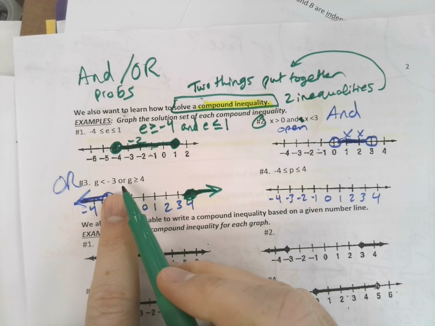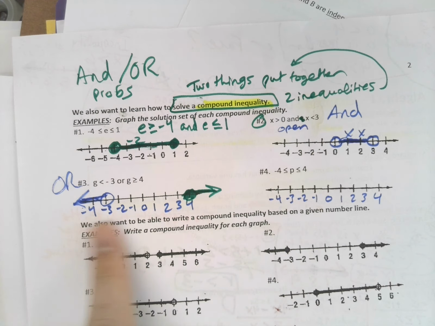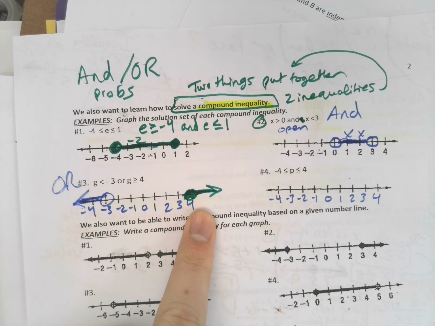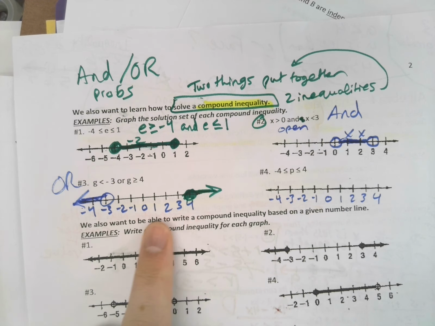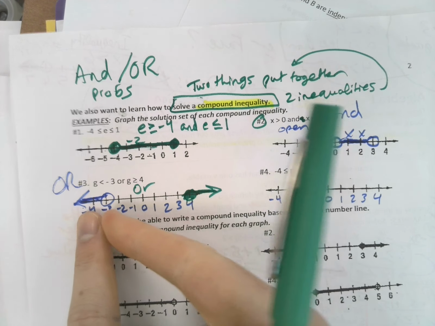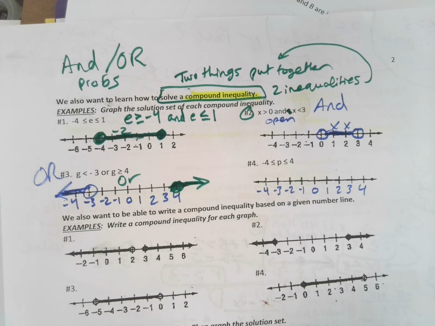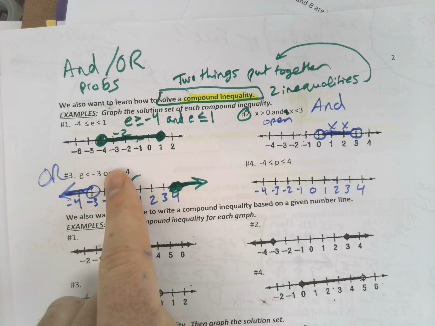So this is an "or" problem. G could be one thing, or G could be the other thing. It couldn't be both. G could be one thing, or G could be the other. It could not be both. That's an "or" problem. There is no value that exists that G could be that would be both of those.